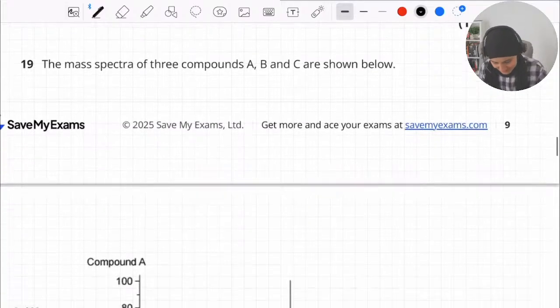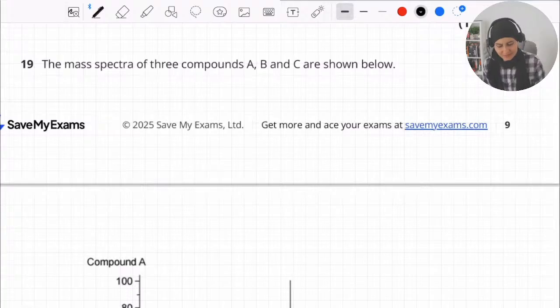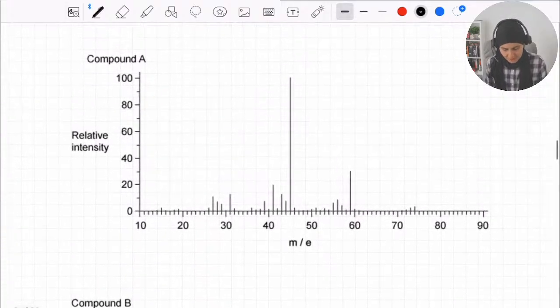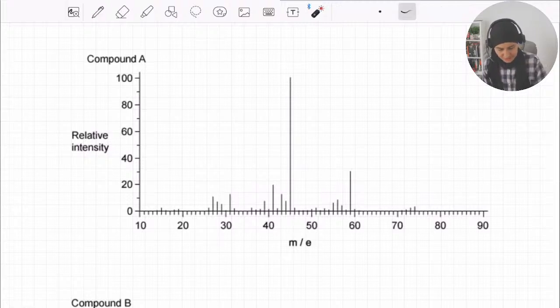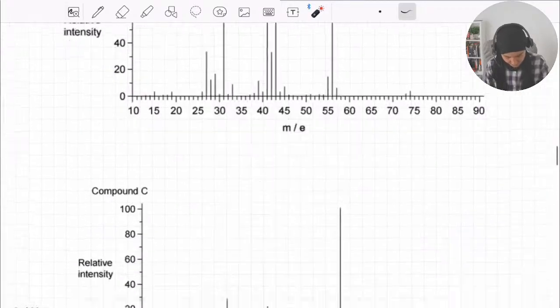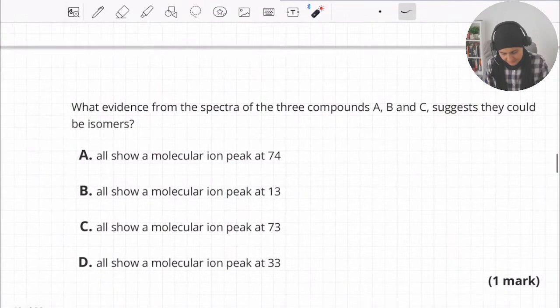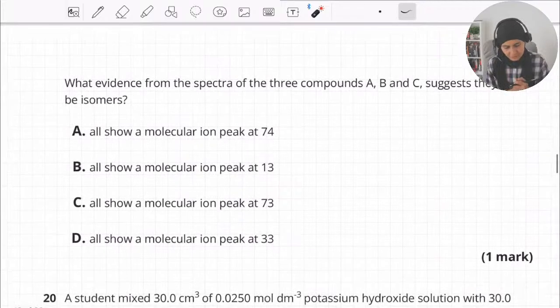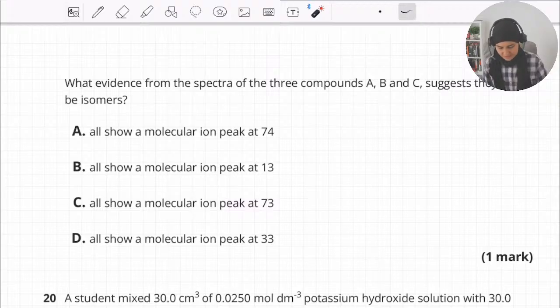Next question. The mass spectra of 3 compounds A, B, and C are shown below. Mass spectra, again we see some fragmentation patterns. We see this peak, that peak, this is also probably a peak, and so on. What evidence from the spectra of the 3 compounds A, B, and C suggests they could be isomers? Okay, isomers. We do have to look at the graph.